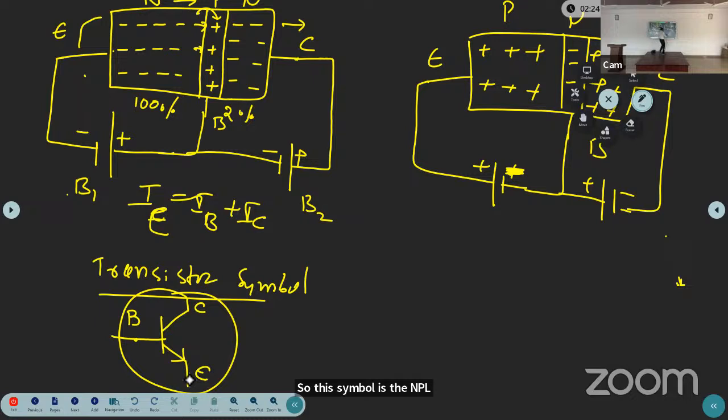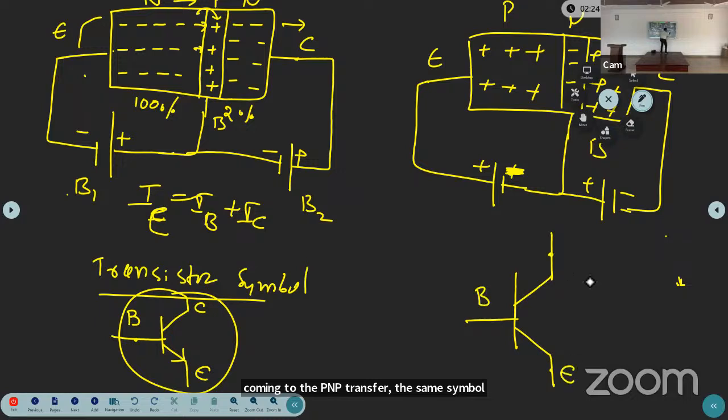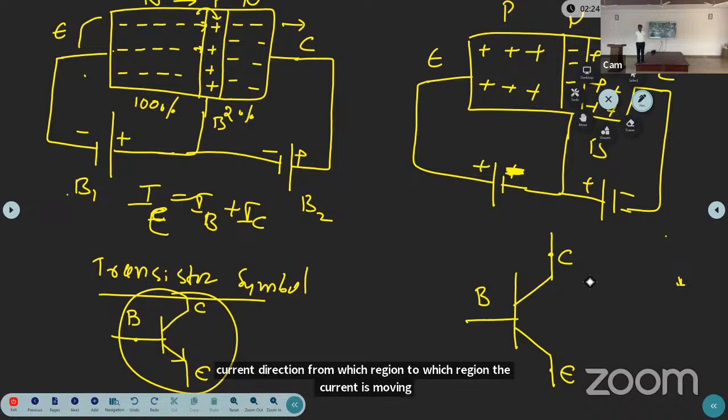Coming to the PNP transistor, the same symbol. This is the base, emitter, and collector, the three terminals. Now, in the PNP transistor, what is the current direction? From which region to which region is the current moving?